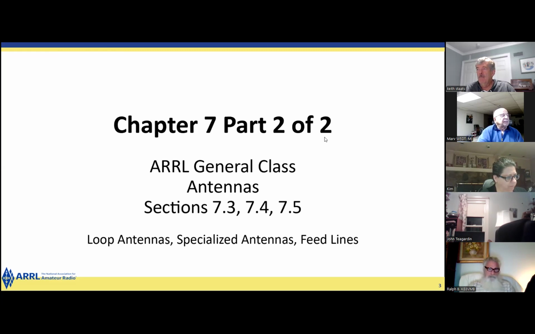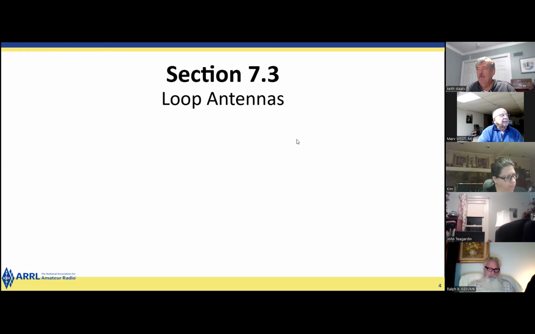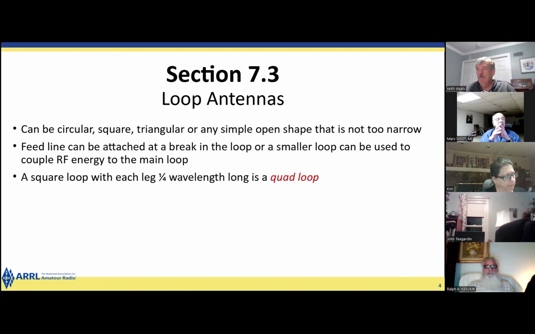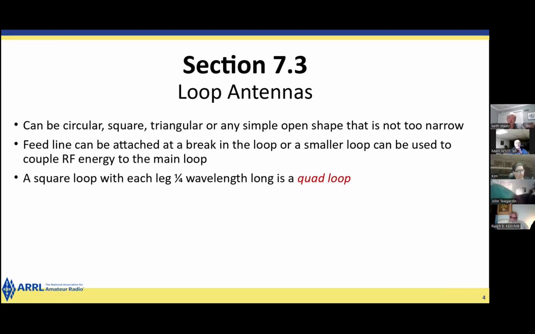The feed line can be attached to a break in the loop, or a smaller loop can be used to couple the RF energy to the main loop. So a square loop with each leg a quarter of a wavelength long is a quad loop. And you do see quad antennas from time to time.